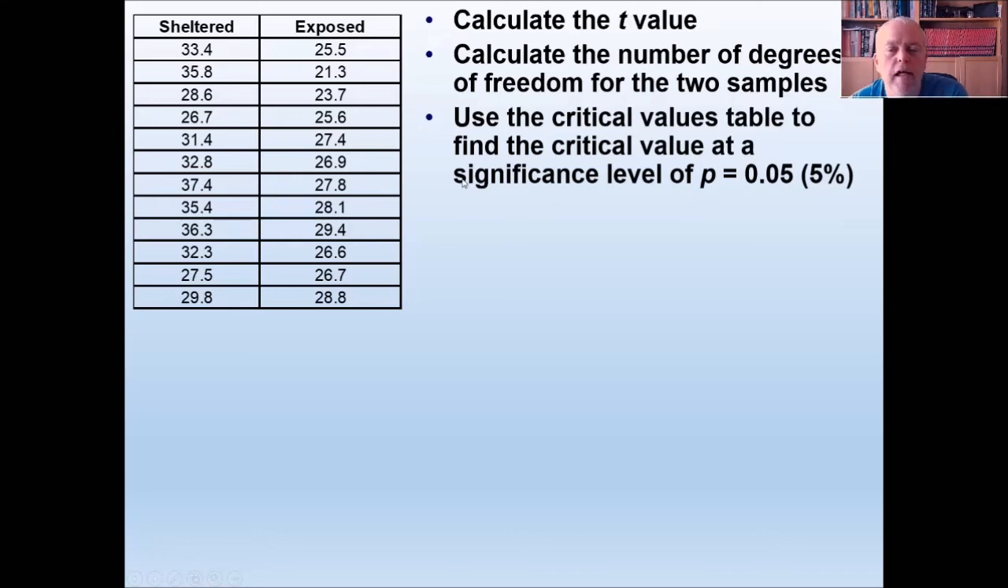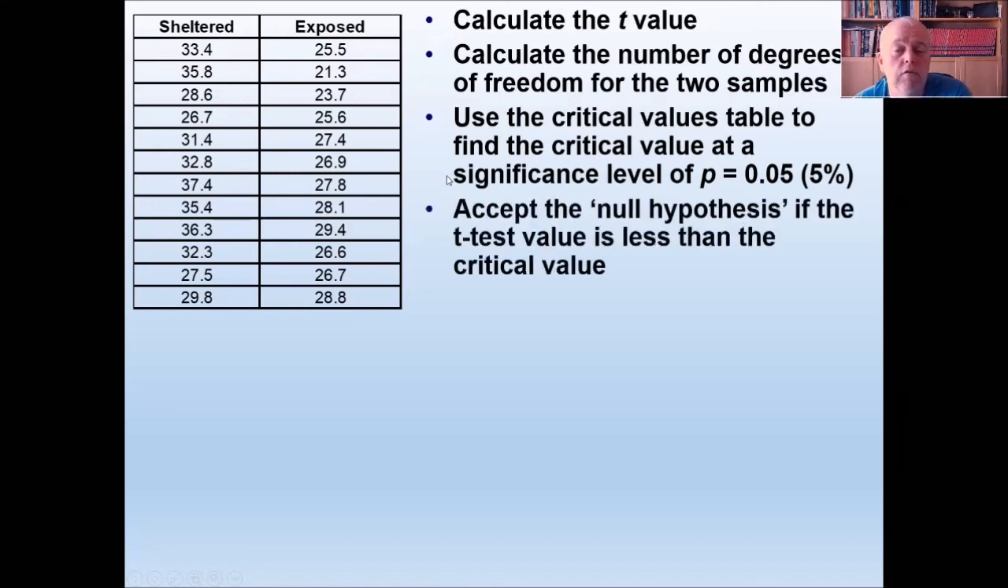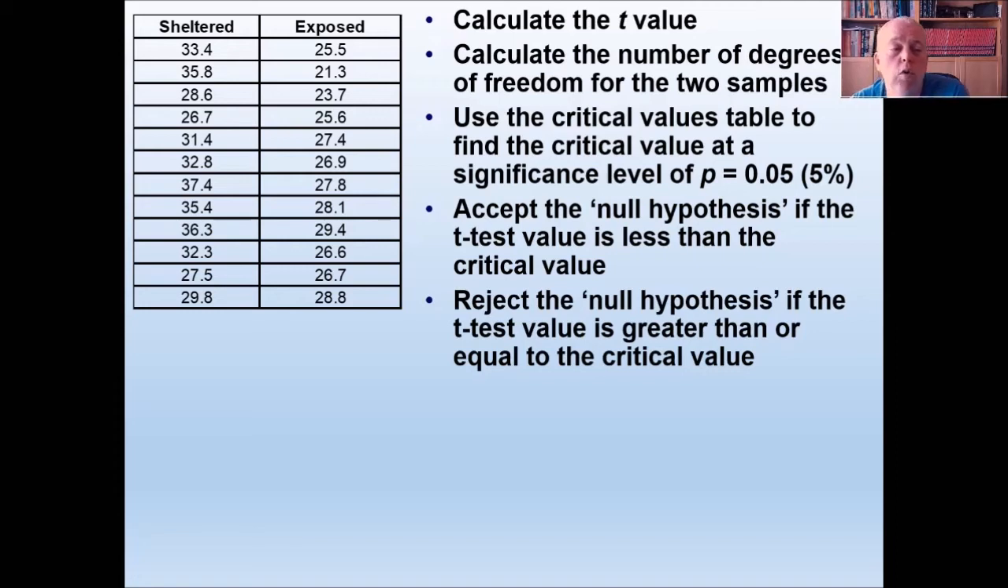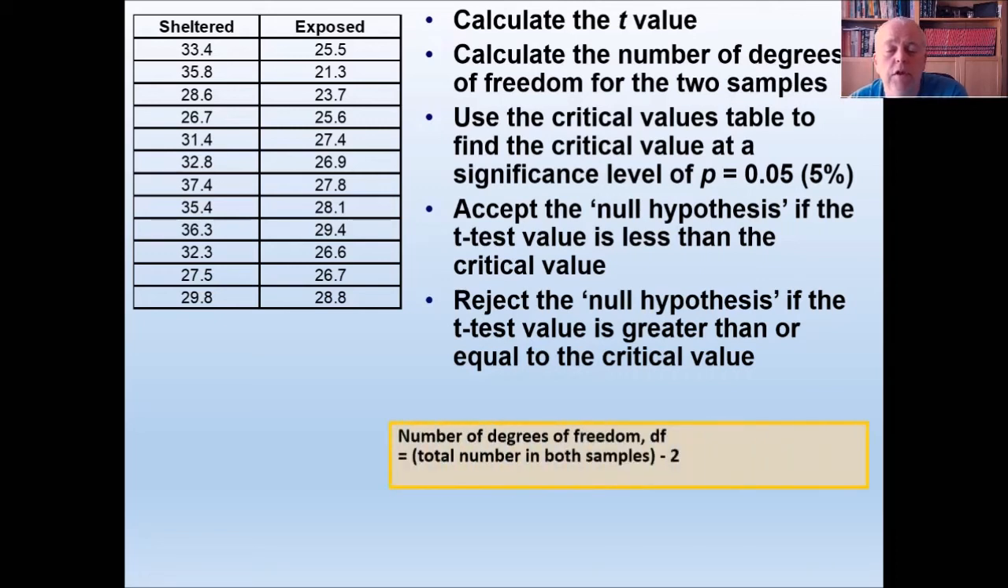Once we've done that, that will help us look up what's known as our critical value, the same as we did with Spearman's rank. We can then compare our calculated t-value to the critical value, and as we've done before, just decide: is our value greater than or equal to the critical value, or is it less than the critical value? Depending which one it is, we either accept our null hypothesis or we reject our null hypothesis.